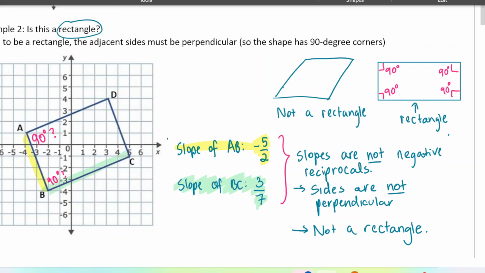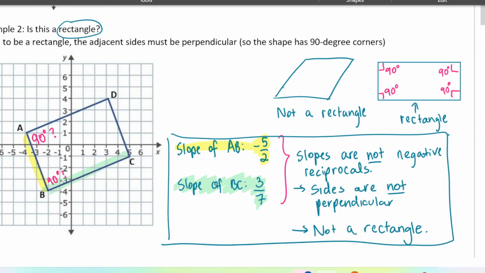This would give you full credit for this answer. So if I ask you if this is a rectangle or not, you do need to calculate the slopes. You need to identify that they either are or are not, in this case, negative reciprocals. So the sides are or are not perpendicular, and so this is not a rectangle. Okay, that's the end of the lesson.